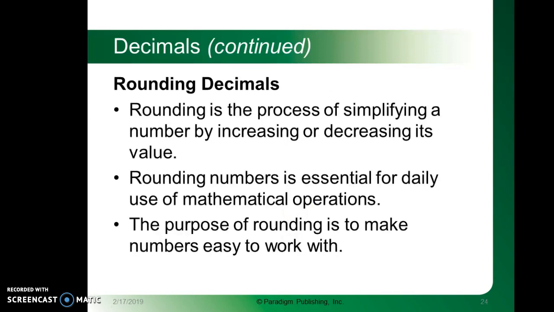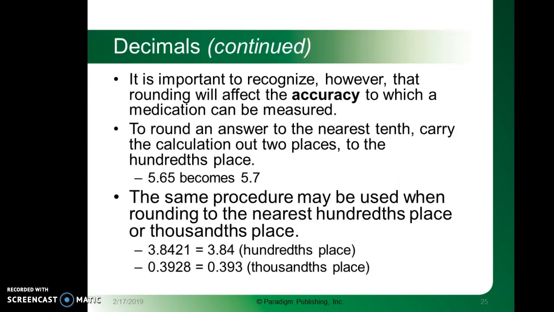So, rounding decimals. Rounding is the process of simplifying a number by increasing or decreasing its value. Rounding numbers is essential for daily use of mathematical operations. The purpose of rounding is to make numbers easy to work with. It is important to recognize, however, that rounding will affect the accuracy to which a medication can be measured.